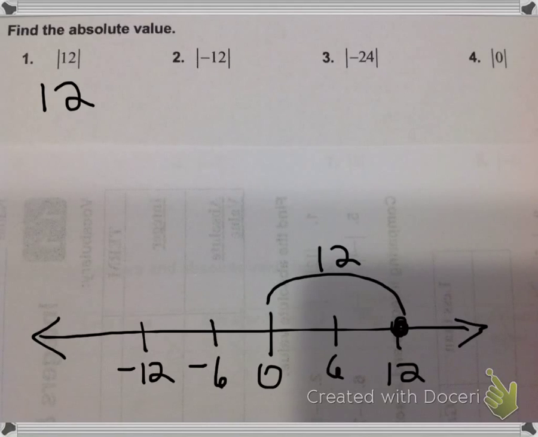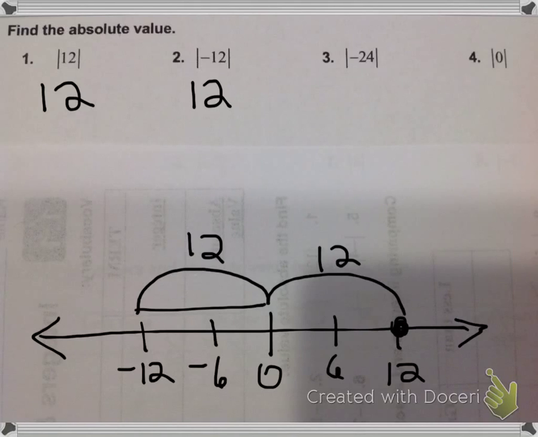Okay, question number 2. How far away is -12 from 0? What's the absolute value of -12? Well, this is 12 also away from 0. So the absolute value of -12 is also 12. Okay, I'm not going to go through and draw the number line out to -24. I think you should have the idea.